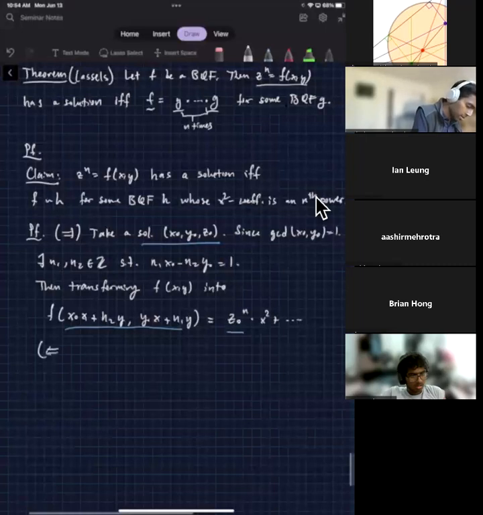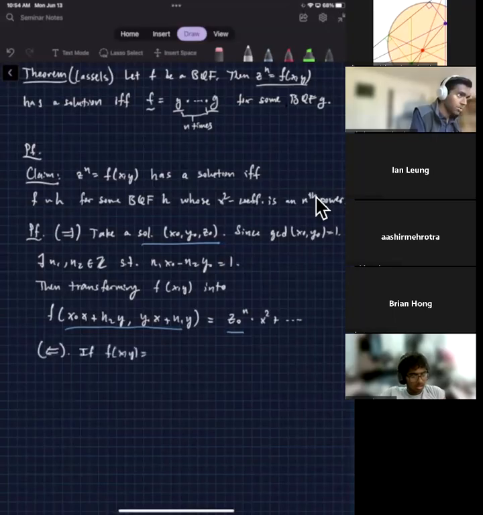Now, for the reverse direction, if f of x comma y were equal to an nth power times x squared plus other terms, then the triple 1, 0, a is a solution. So that proves the claim.